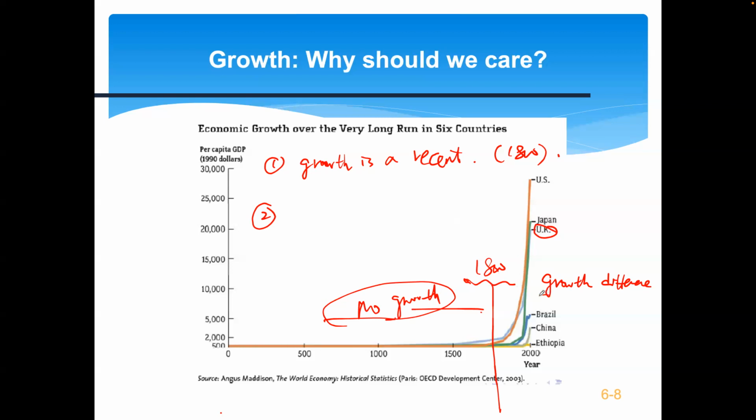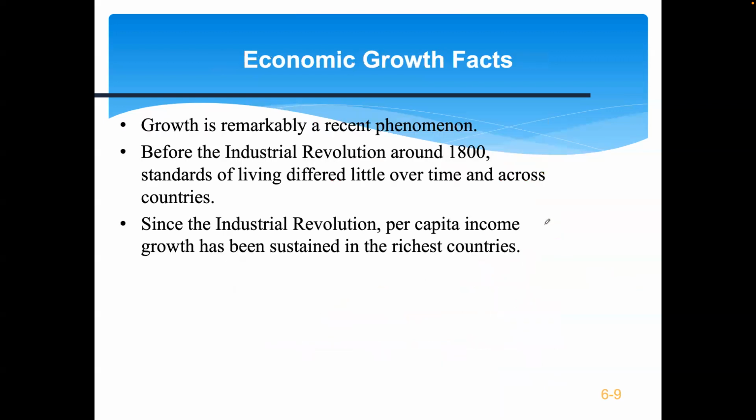And then we need a theory to explain why there was growth and why the growth is different. Now we use these slides to provide an overview of the economic growth facts based on what we have observed from history. Number 1, growth is remarkably a recent phenomenon, particularly around 1800. This goes to number 2. Before the Industrial Revolution, around 1800, standard of living differed little over time and across countries.